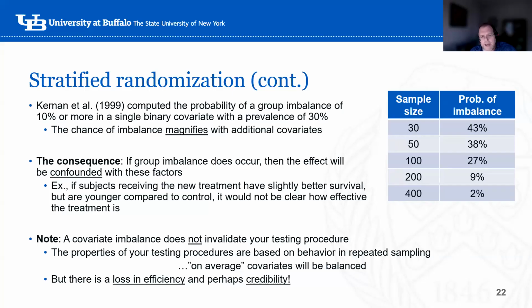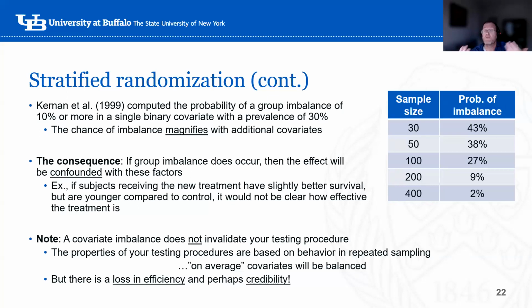Now, when I say that, I do want to point out that that doesn't mean that your testing procedure is invalid. It's not that whatever statistical tests you use don't work anymore. But keep in mind when we talk about our testing procedure, that's in the case of implementing them an infinite number of times. When I talk about the properties of the t-test, that's if I was to perform my experiment an infinite number of times, it will reject alpha percent of the time. So in terms of my properties, that's not the issue. The issue is a loss in efficiency and perhaps, again, a possible jeopardized credibility.